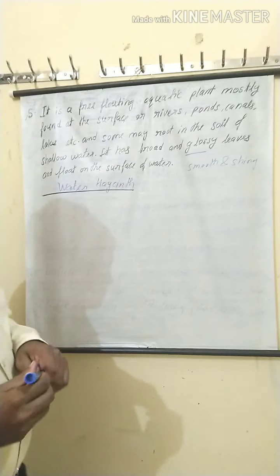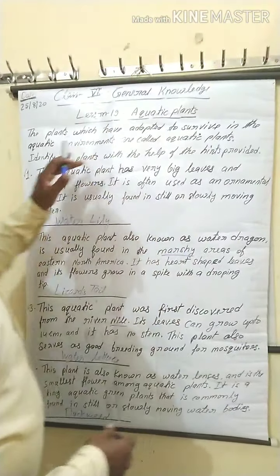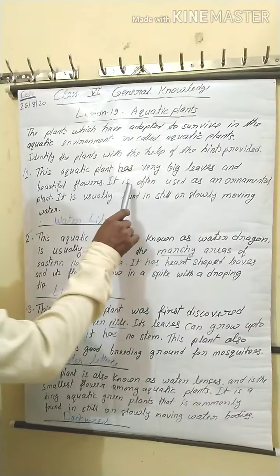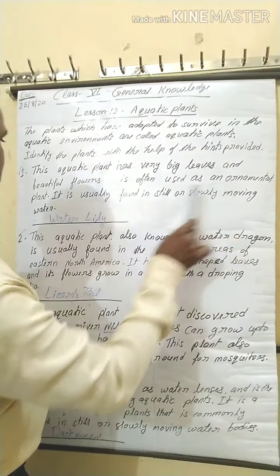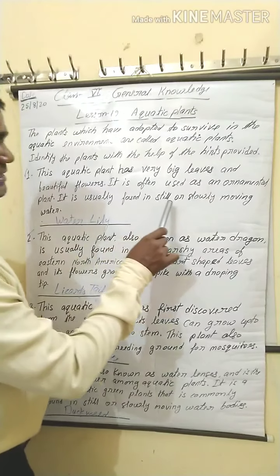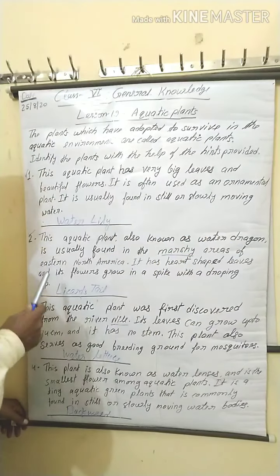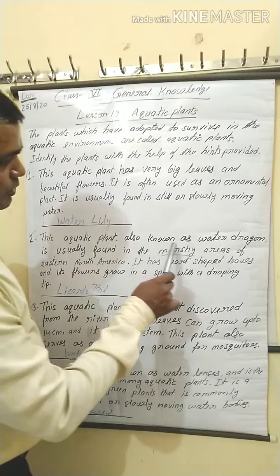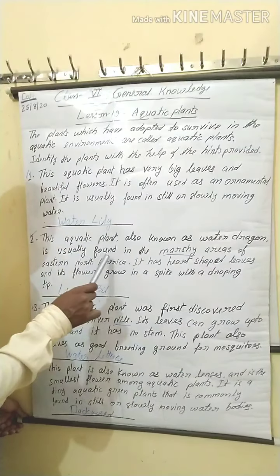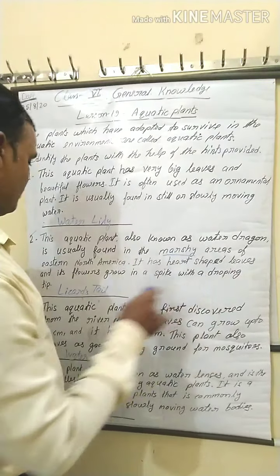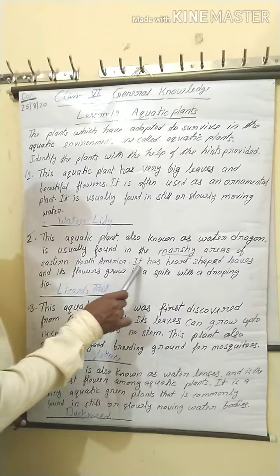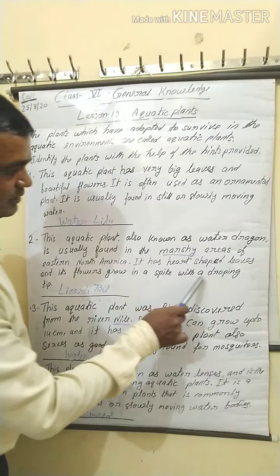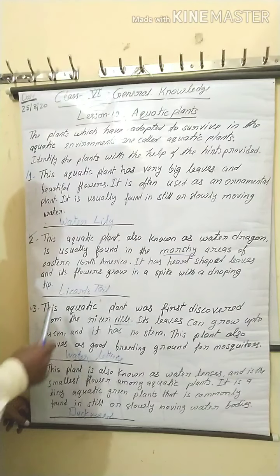So I repeat again. First, this aquatic plant has very big leaves and beautiful flowers. It is often used as an ornamental plant. It is usually found in still or slowly moving water, and the answer is water lily. Second number: this aquatic plant, also known as water dragon, is usually found in the marshy areas of eastern North America. It has heart-shaped leaves and its flower grows in a spike with a drooping tip, and the answer is lizard's tail.